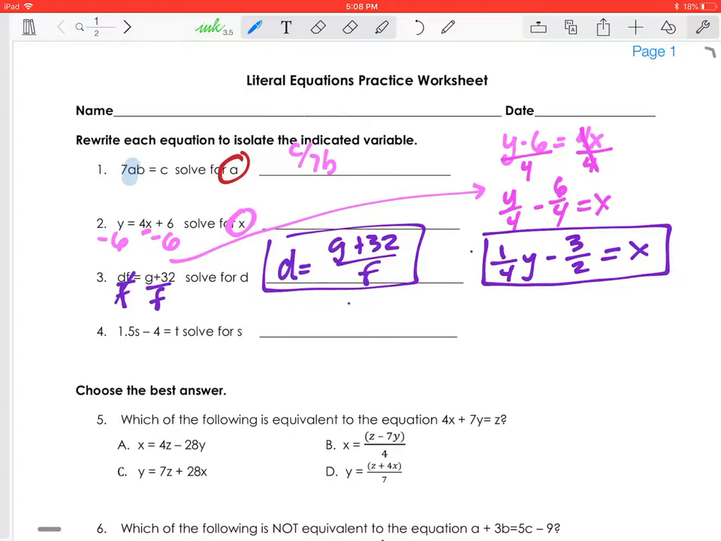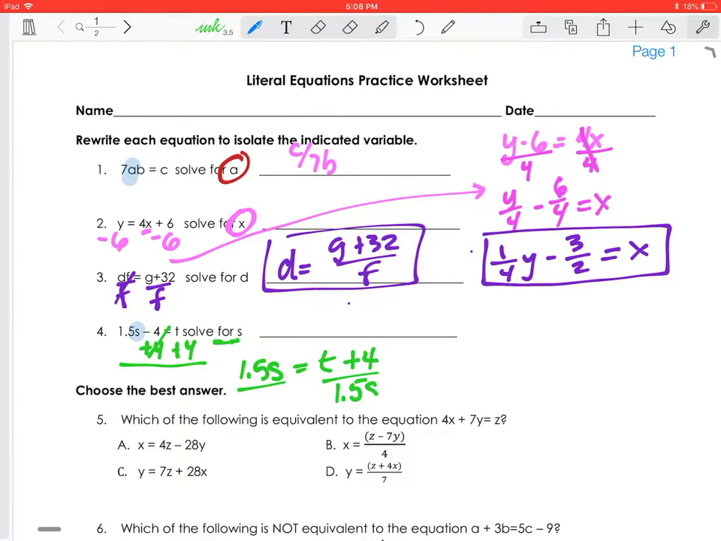Problem number 4 is solved just like number 2. So I'm going to isolate. It says solve for s, so s is right here. Now, one of the things you can do to avoid that mistake of solving for the wrong variable is to circle the variable that you want to isolate, or highlight it if you have a highlighter. So I'm going to add 4 to both sides, and then I'm going to rewrite my equation. So that's going to be 1.5s is equal to t plus 4.